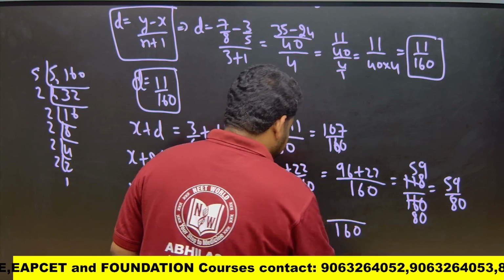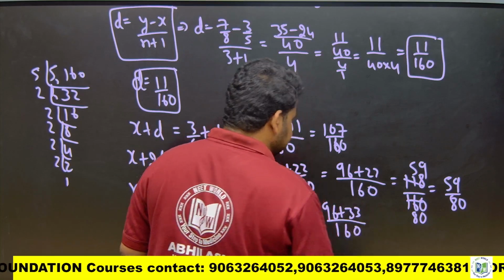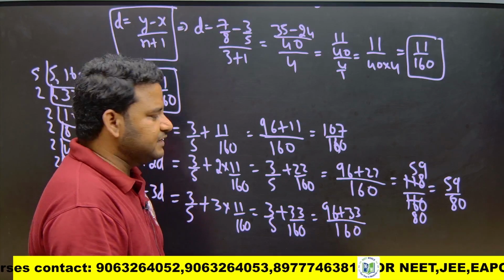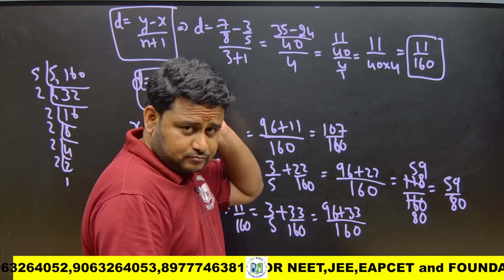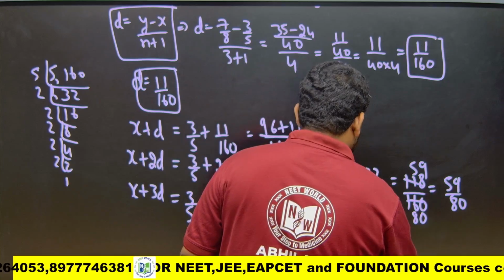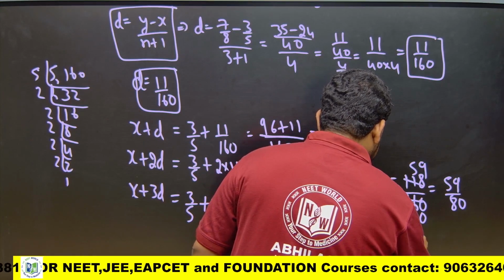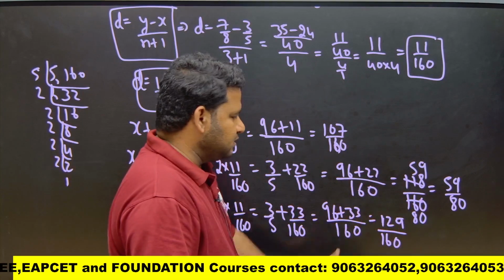So this will be 5 into 32, 32 into 3 is 96. 96 plus 33. 96 plus 33 is what? 96 plus 30 is 126. Correct? 126 plus 3 is 129. So 129 by 160. You cannot cancel this.